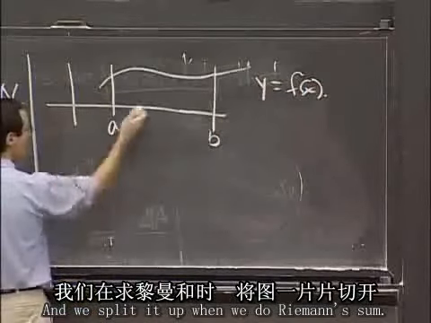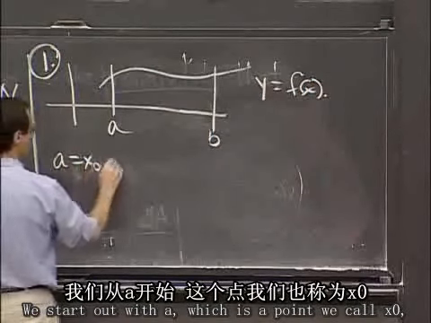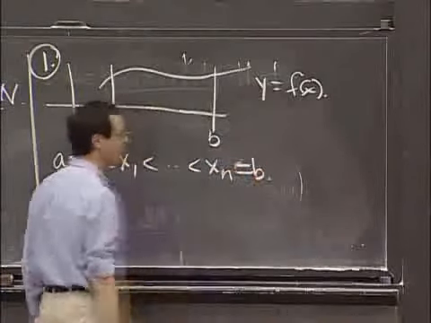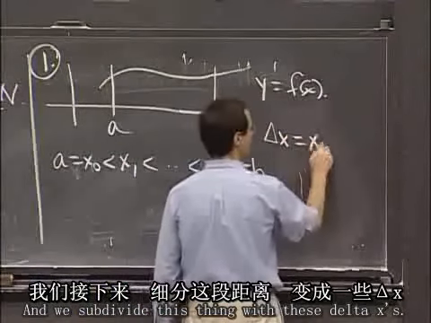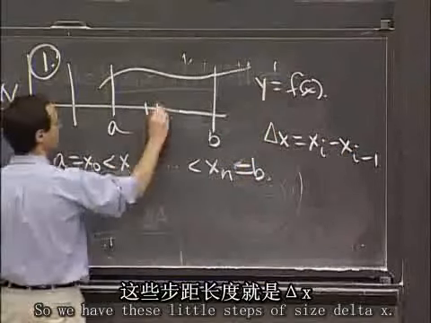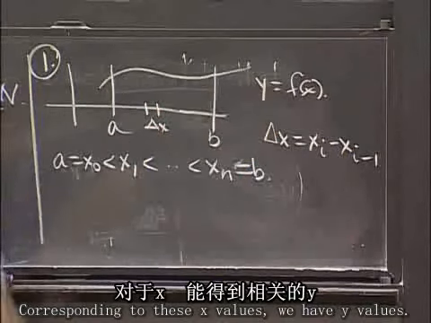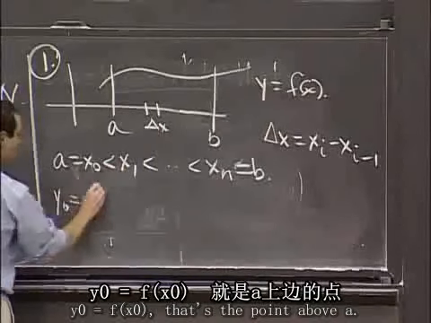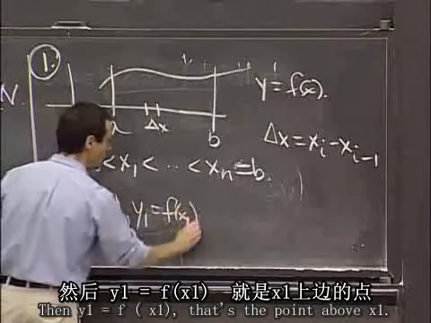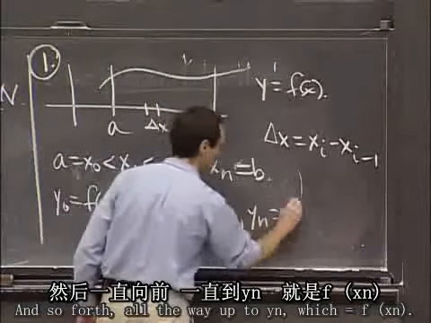And we split it up when we do Riemann sums. So this is 1. This is Riemann sums. We start out with A, which is a point we call x0, and then we go a certain distance. We go all the way over to B, and we subdivide this thing with these delta x's, which are the step sizes. All right? So we have these little steps of size delta x. Corresponding to these x values, we have y values. y0 is f of x0. That's the point above A. Then y1 is f of x1. That's the point above x1. And so forth, all the way up to yn, which is f of xn.